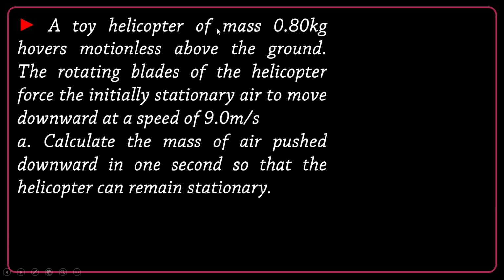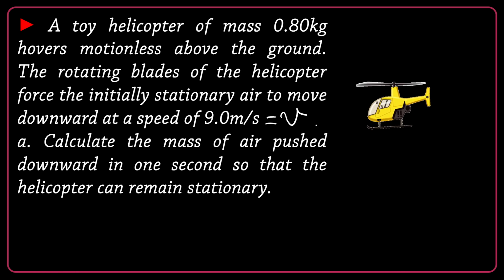A toy helicopter of mass 0.8 kilogram hovers motionless above the ground. The rotating blades of the helicopter force the initially stationary air to move downward at a speed of 9 meters per second. So the v is 9 meters per second downward. Calculate the mass of the air pushed downward in 1 second so that the helicopter can remain stationary.